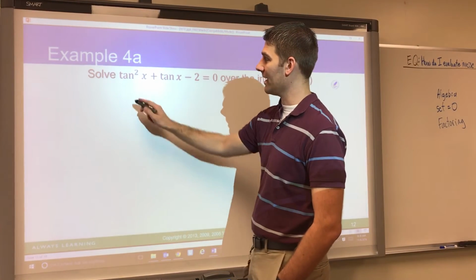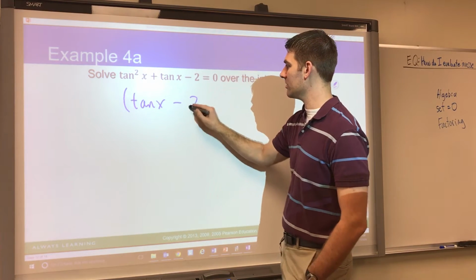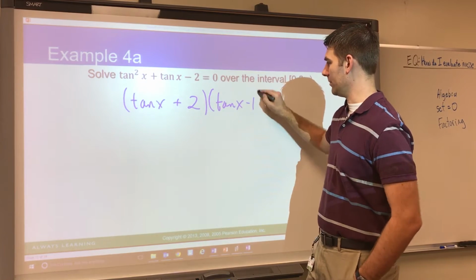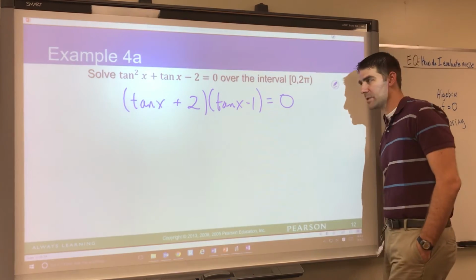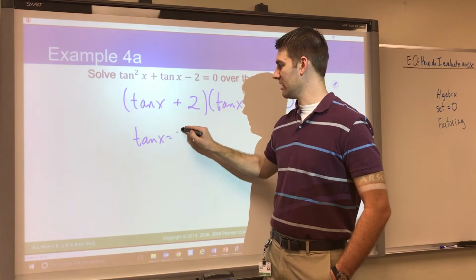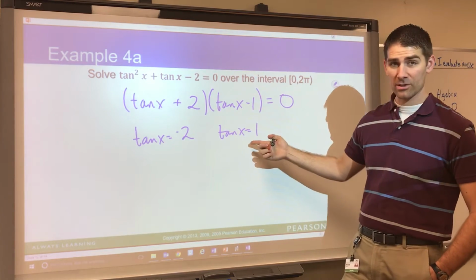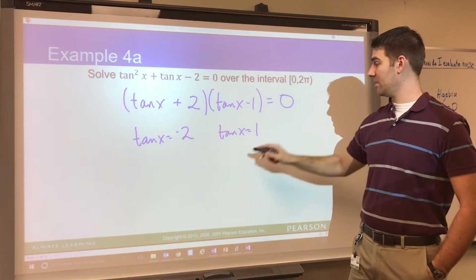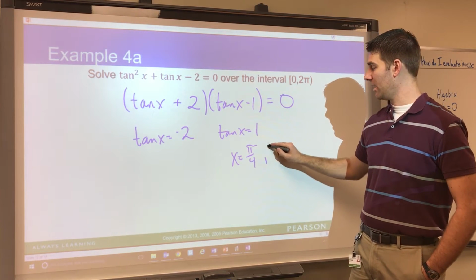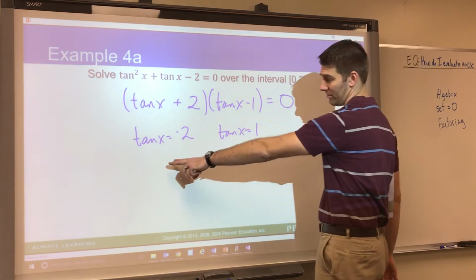Tangent. Okay, so if I factor this tangent one, I'm going to have tangent x minus 2, tangent x plus 2, and tangent x minus 1. All right, so that's not bad. Tangent x equals -2. Tangent x equals 1. This is on your unit circle. We're in radians again, so x equals pi over 4 and 5 pi over 4. Hooray. That's not on your unit circle.